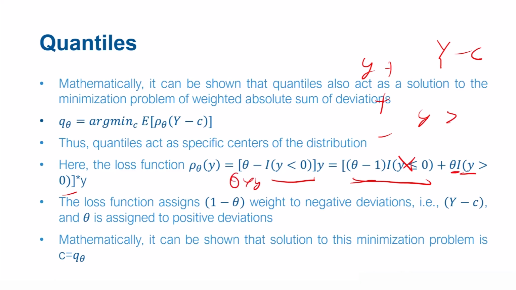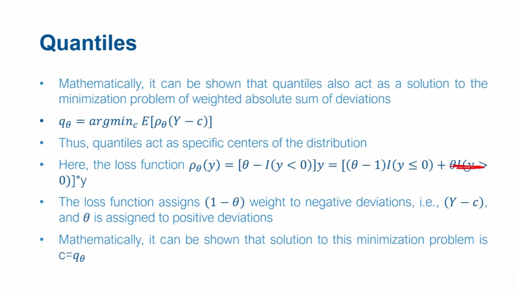So you'll have theta times y, where theta is positive and y is positive. If y is less than 0, then this value will be 1, and this will be theta minus 1. So theta minus 1, which will be negative because theta is from 0 to 1, will be multiplied by y, which is also negative. I'll get a positive value. So essentially what is happening, we are weighing the magnitude of y with 1 minus theta for negative deviations of y, and weighing it with theta for positive values of y. So effectively you can say we are multiplying the magnitude of y with 1 minus theta wherever y's are less than 0, and if they are greater than 0, we are weighing it with theta.